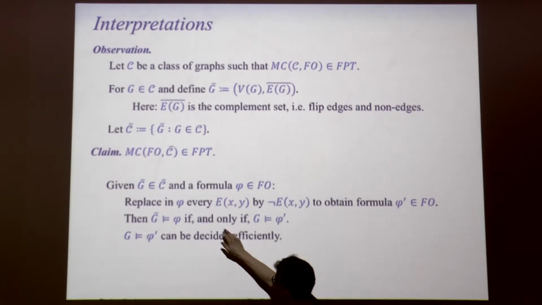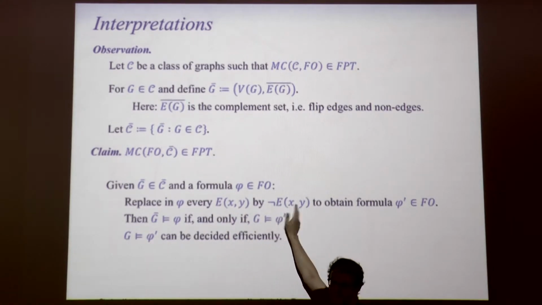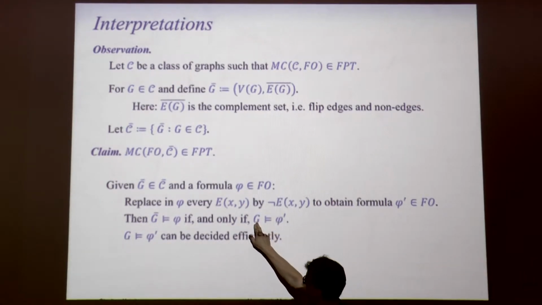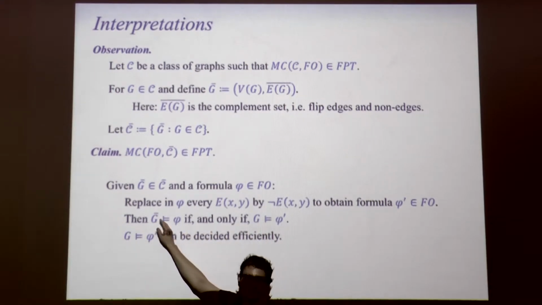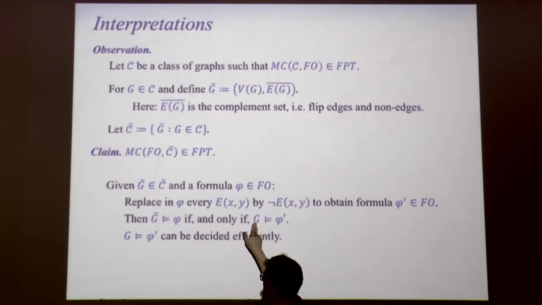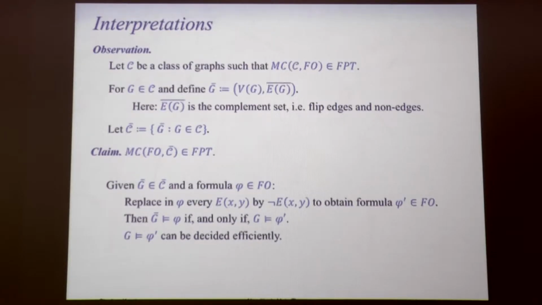all I'm doing is I replace in this formula every atom saying there's an edge between x and y by its complement, saying there's no edge between x and y. I get a new formula phi prime, and phi prime will be true in the graph G if and only if phi is true in the complement graph. If there's an edge to satisfy this atom, then this edge is lost here, and so the non-edge will satisfy this formula. So just complementing a graph takes you into a very dense class, but it doesn't change anything for model checking. And so we could just use our model checking algorithm for C to solve model checking on C bar.